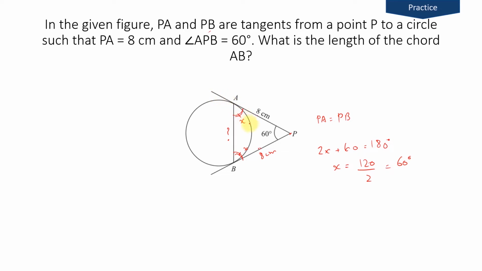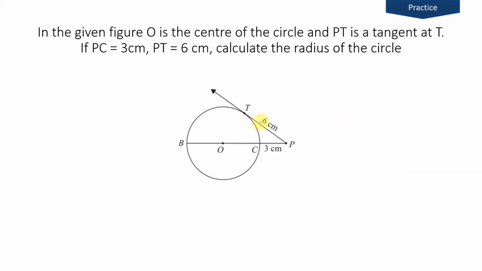So since all three angles are 60 degrees, this means that this is an equilateral triangle. That is, all three sides are same. So since we know one of the sides is 8 centimeters, AB is also going to be 8 centimeters.